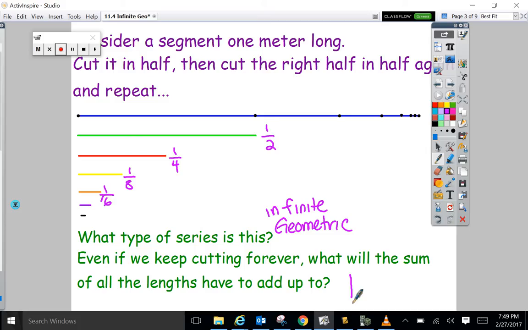So this brings us to our topic today. Do infinite geometric series have a sum? And if so, can we find them? Some of them do, and we can find them.